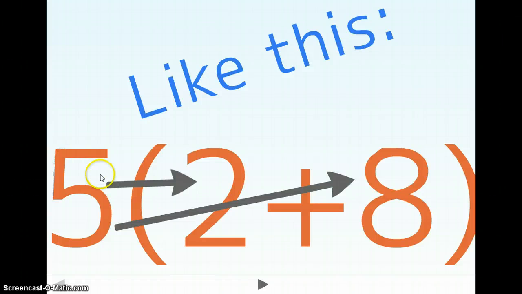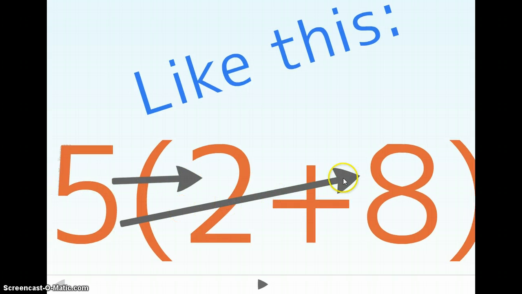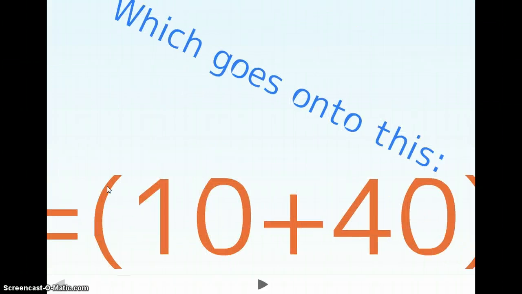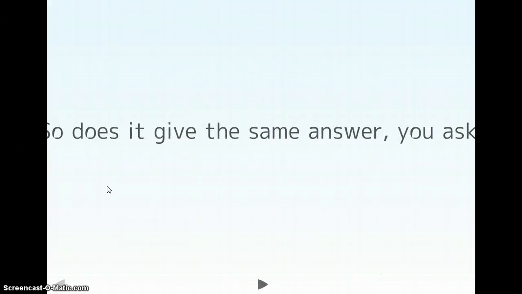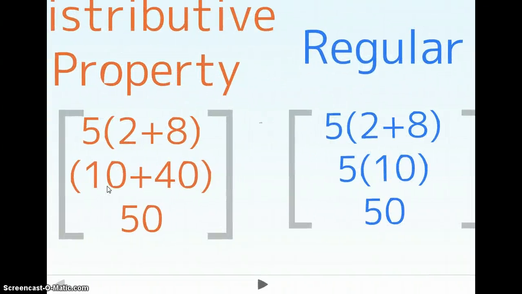Let's take a look at that again. We take the 5 times the 2, which we know is 10, add that to 5 times 8, which we know is 40. Add the 10 and 40 together to get 50. So, does it give the same answer, you ask? Yes.